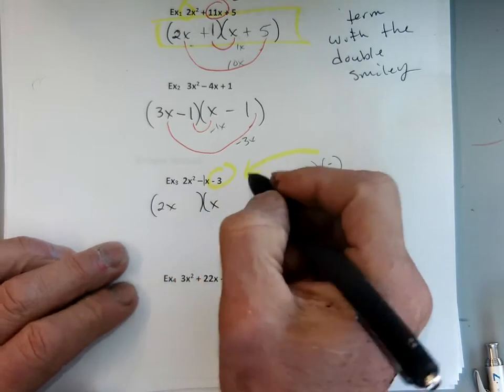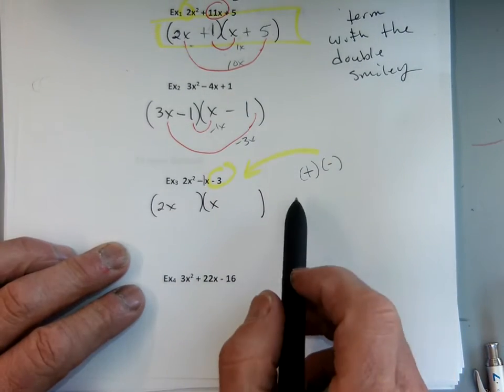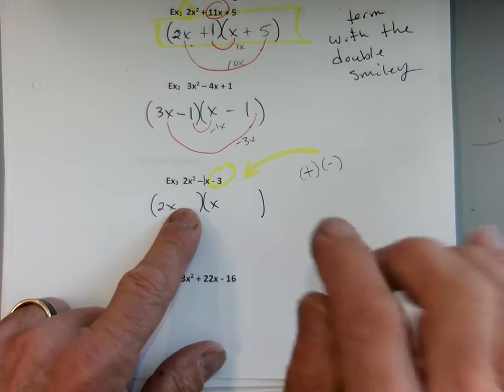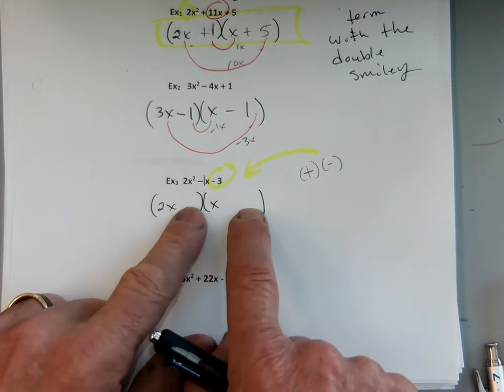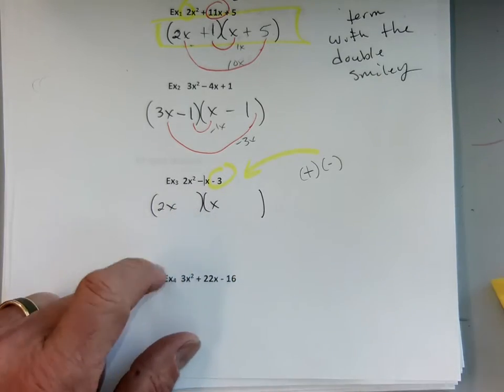2x and x. Thumbs up, everybody should agree with that, right? Now, 3 and 1. Where'd you guys put it? Did you go 1 here and 3 here, or did you go 3 here and 1 here? What'd you do? 3 and 1. You went 3 and 1. Okay, Scott says 3 and 1.